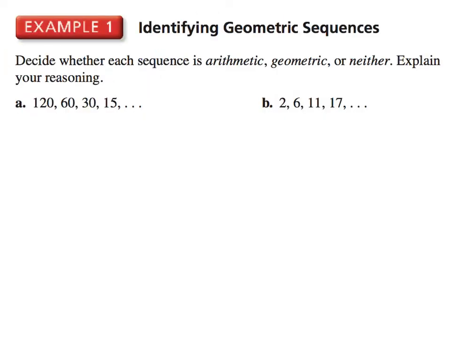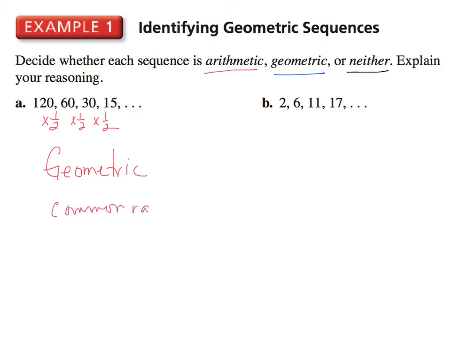Example number 1. Let's identify that geometric sequence. Decide whether each sequence is going to be arithmetic, geometric, or neither, and explain your reasoning. So in the first example, 120, how do you go to 60 to 30 to 15? You multiply by a half. That's it. So, is it arithmetic, geometric, or neither? Well, since you're multiplying, it's geometric. And the reason is because the common ratio is 1/2.